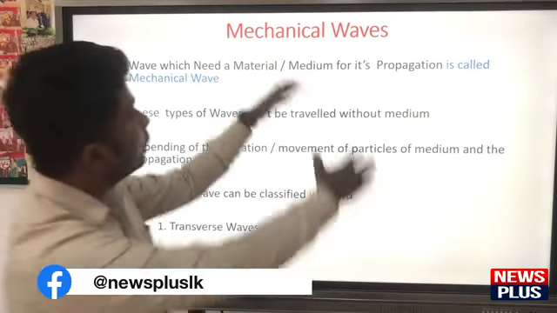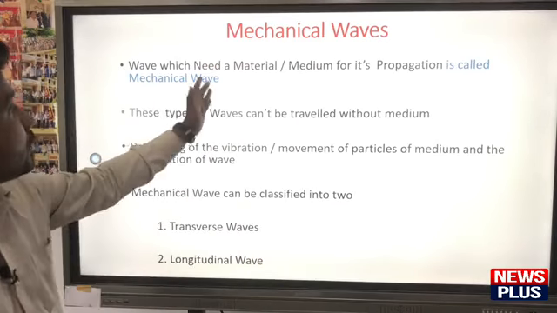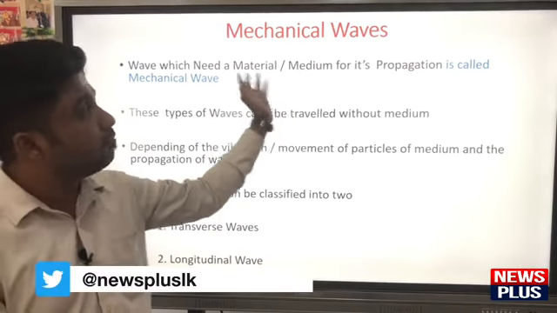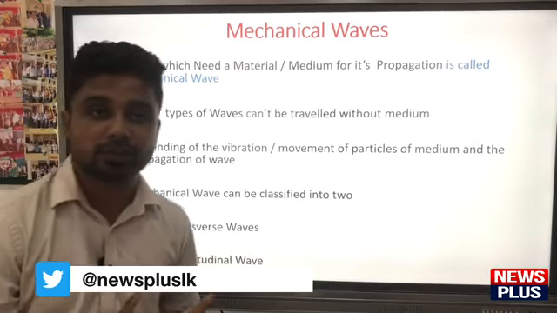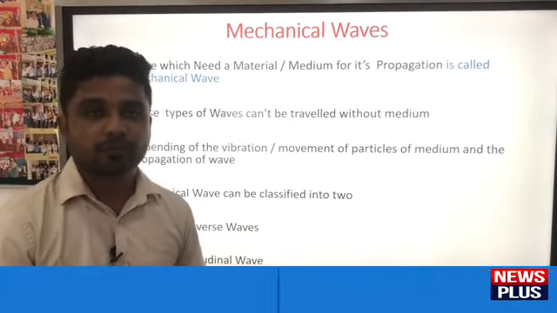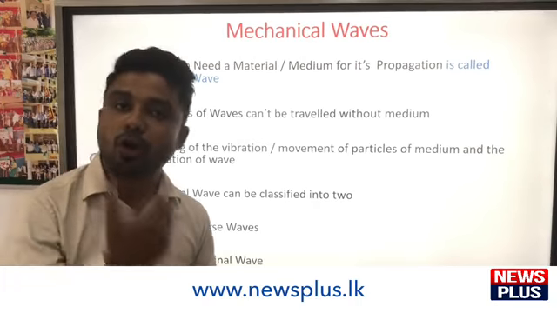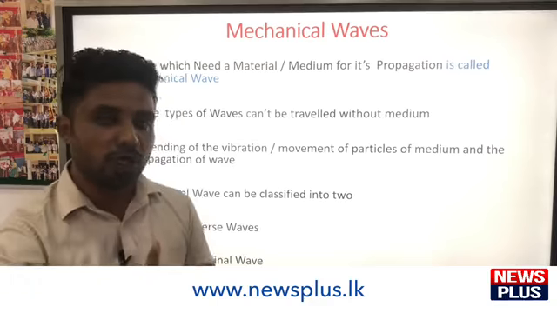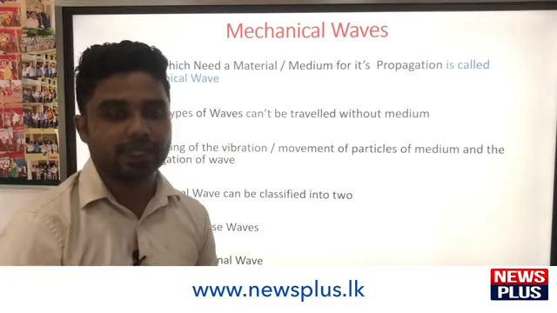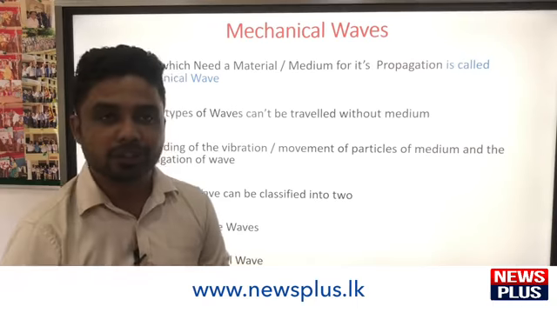Let's look at what is mechanical wave. A wave which needs a material or medium for its propagation is called a mechanical wave. For example, sound is a type of mechanical wave. When you are talking, sound is distributed or transmitted from one place to another place. Without a medium, it cannot travel.